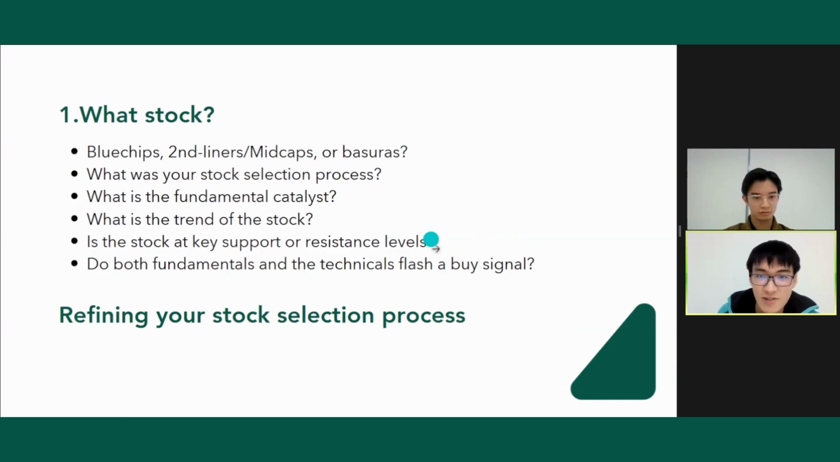So first, what stock, diba? So what did you trade? Was it a blue chip, second liner, mid cap, or basura, diba? Those are the three types of stocks, diba? So what kind of stock were you trading?